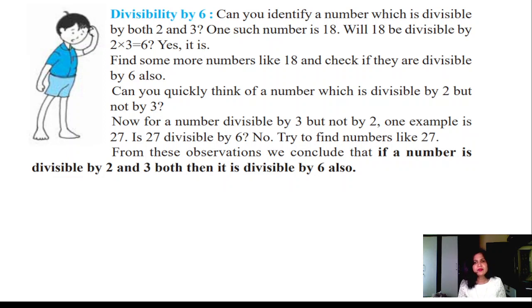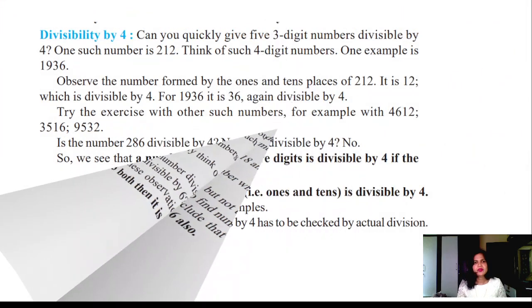Now for numbers divisible by 3 but not by 2. One such example is 27. 27 is divisible by 3 but not divisible by 2. Is 27 divisible by 6? No. Try to find numbers like 27. From these observations, we conclude that if a number is divisible by 2 as well as 3, it is divisible by 6. It is a rule.